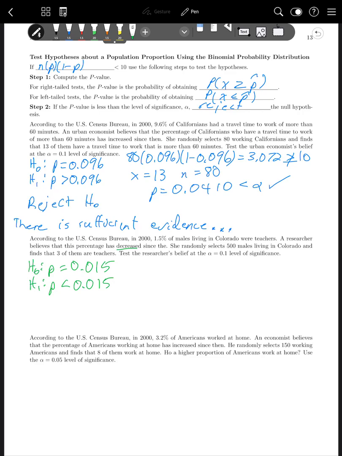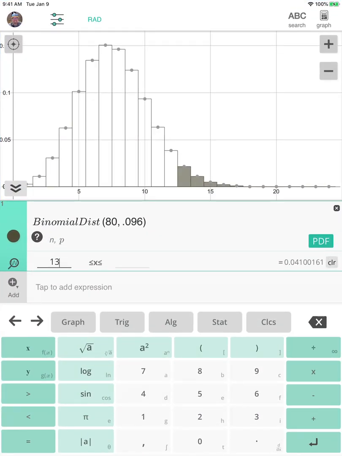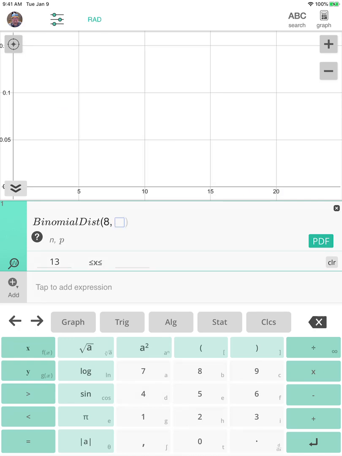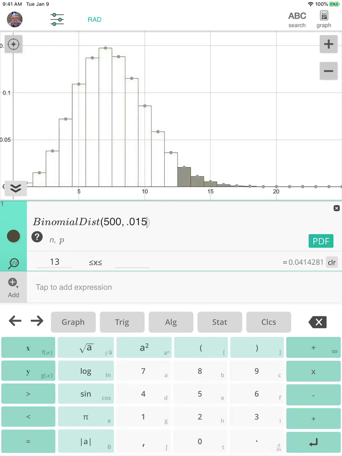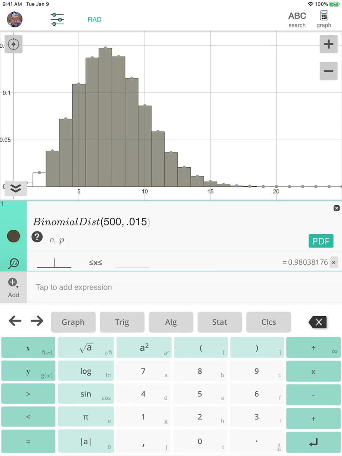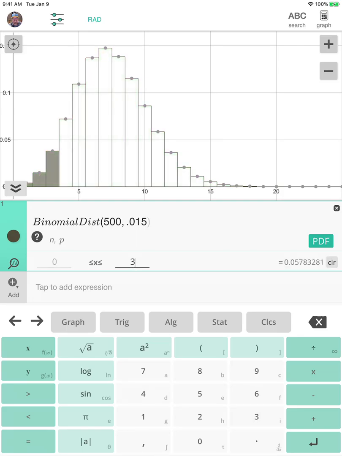And now, if we do n times p times 1 minus p, we're going to get something that is not greater than or equal to 10. So we can do the binomial probability distribution with x equal to 3 and n equal to 500 and p equal to 0.015. So I go into my binomial distribution and I change these to match our current problem. So n of 500 and a p of 0.015. Okay, and then we want to know what is the probability of getting 3 or less. So we want x to be less than or equal to 3, right? There we go. And we get 0.0578.